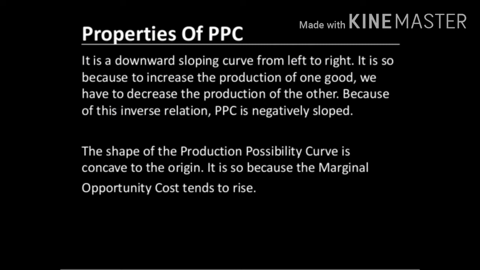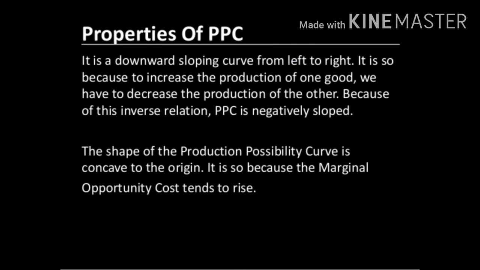Now let's see the properties of the PPC curve. It is a downward sloping curve from left to right. In the previous slide I showed you how to draw the curve: when one product increases, the other product decreases. So it is sloping downwards. The reason we have to write for why it is sloping downwards is that to increase the production of one good, we have to decrease the production of the other. So it is inversely related. Good y and good x are inversely related. So PPC is negatively sloped.